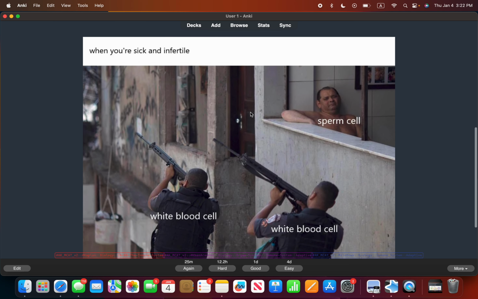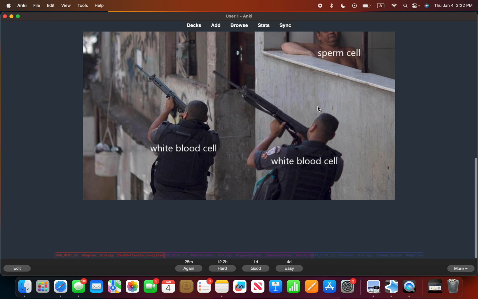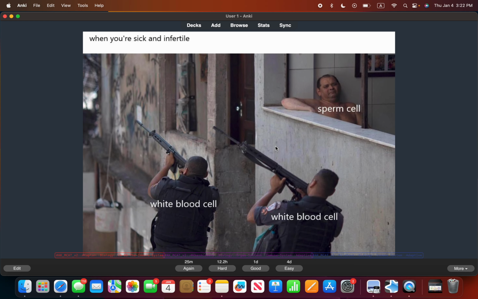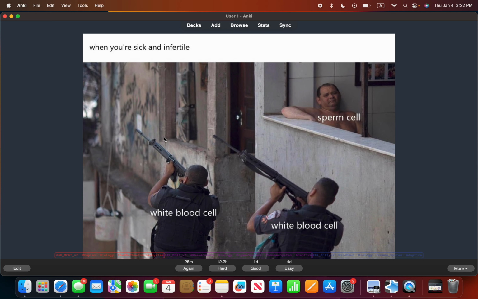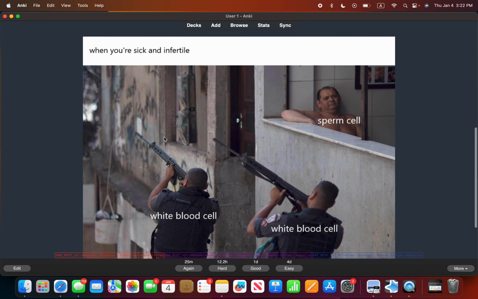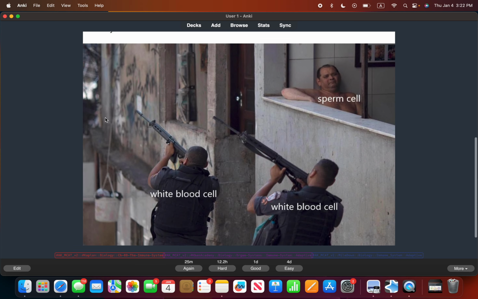So we have when you're sick and infertile, the sperm cell is exhausted there, sitting there. This is a strange meme. We have white blood cells that are targeting somewhere else. I think they should be targeting him, not the surroundings.